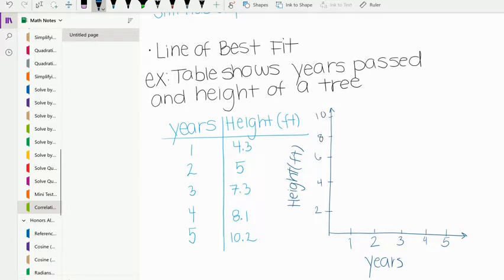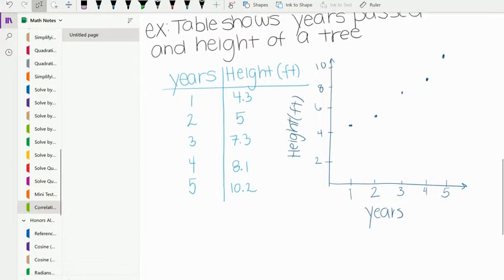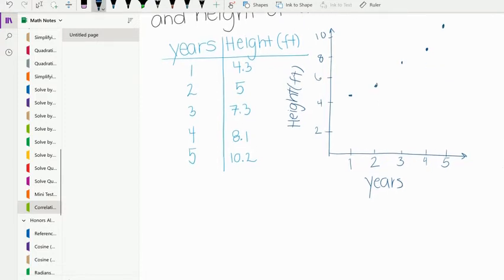Okay, so then we're going to go ahead and plot the points. So we have (1, 4.3), (2, 5), (3, 7.3), (4, 8.1), and (5, 10.2). Okay, so if we were to figure out what type of correlation, I would definitely say that this is positive correlation, because we can see that the more years that pass, the higher the tree is, or the more it grows in feet.